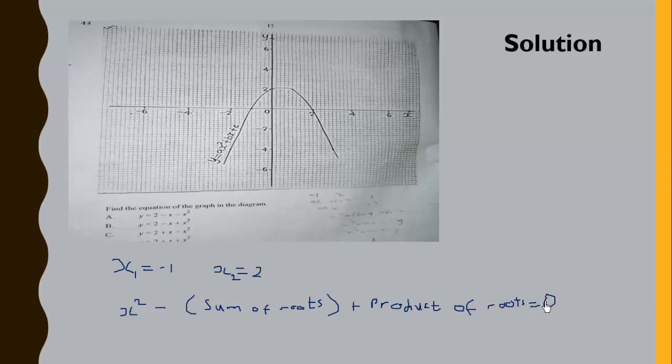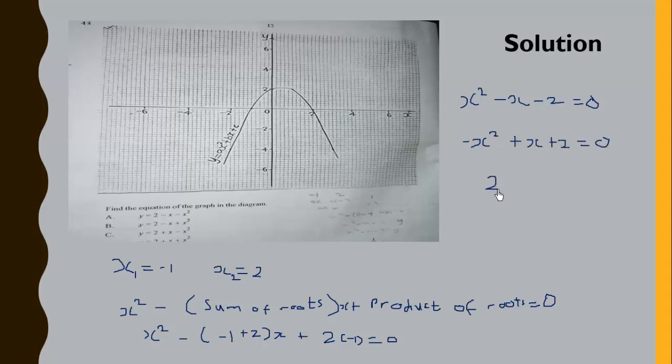So we just sub in. So we have x squared minus the sum of roots, 2 plus -1, times x, plus product of roots, 2 times -1, equals 0. So we have x squared minus x minus 2 is equal to 0. So we multiply through by -1 because the function is a maximum function. So we obtain 2 plus x minus x squared equals 0. Hence the function is given by y equals 2 plus x minus x squared.